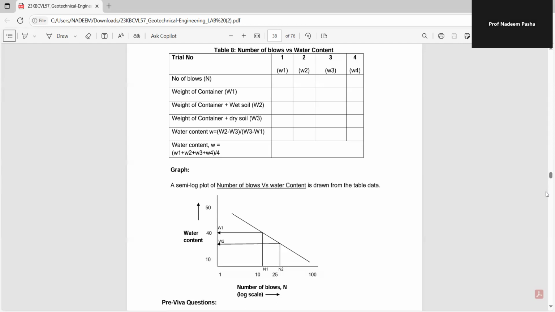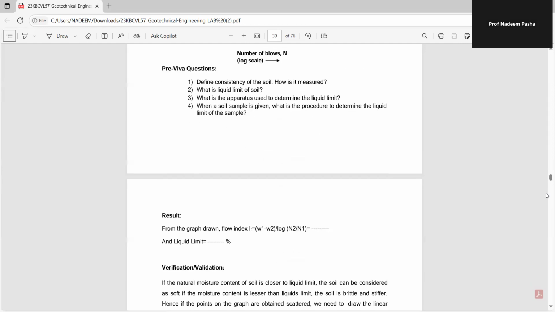So what are the pre-viva questions? Define consistency of soil, how is it measured? Consistency of soil, I have just explained. Next, what is the liquid limit of soil? The minimum water content required to change the state of the soil from solid to liquid. What is the apparatus used for the liquid limit? Casagrande apparatus. Next, when a soil sample is given, what is the procedure for the liquid limit? The procedure I have just explained.